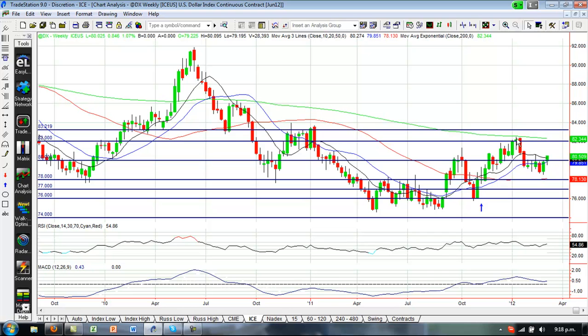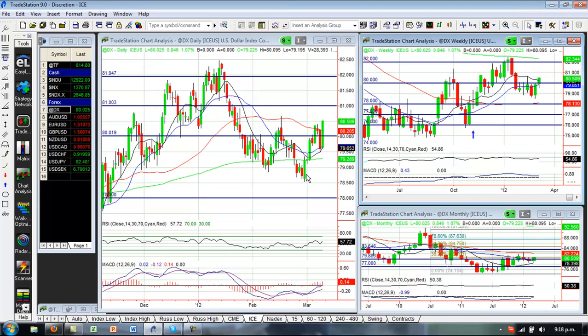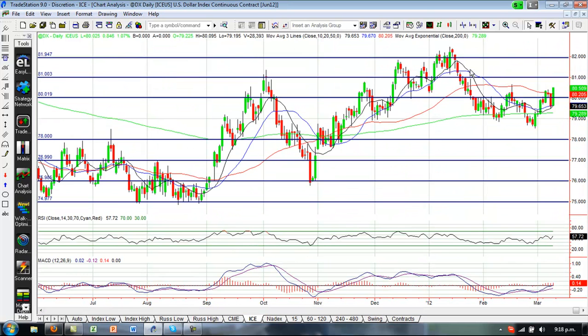For now, I remain ever so slightly to the downside, but it's so close to that high, so close to testing it and possibly even breaking it, that it's turned very indecisive. And looking at this on a daily chart, it's the same. It was looking so decisive.